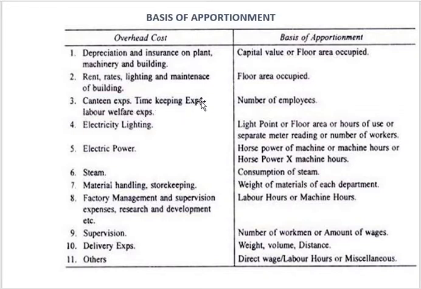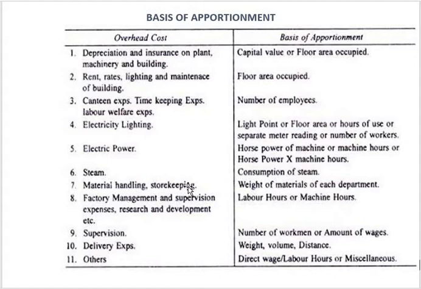Canteen expenses, timekeeping expenses, labor and welfare expenses are distributed using number of employees. Electricity and lighting is apportioned on the basis of light points. If light points are not available, we can apportion the expense using floor area. If floor area is also not available, we can use hours of use or separate meter reading or number of workers. And electric power is apportioned using horsepower of machine or machine hours. And steam is distributed using consumption of steam.